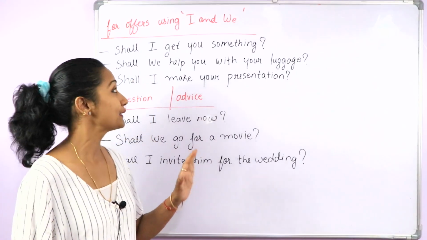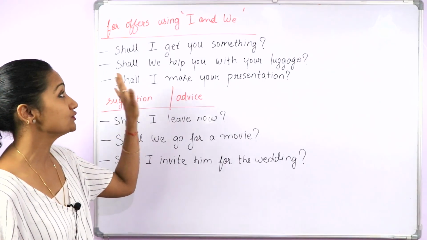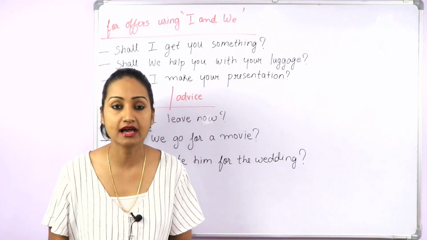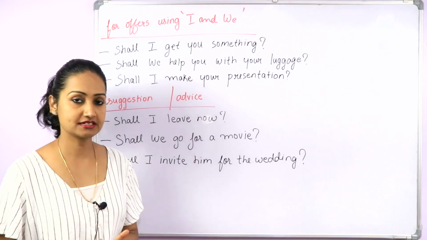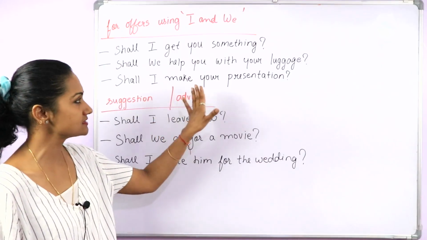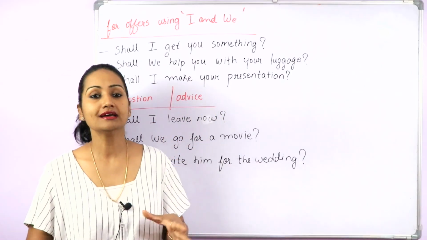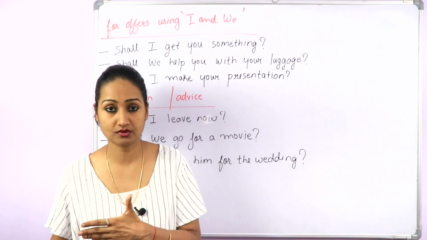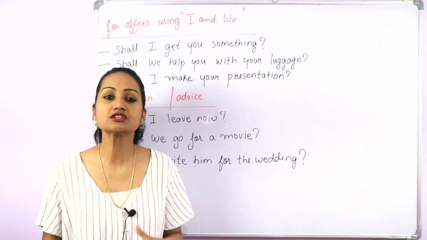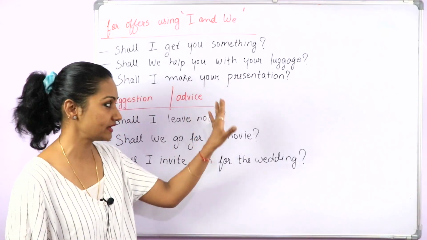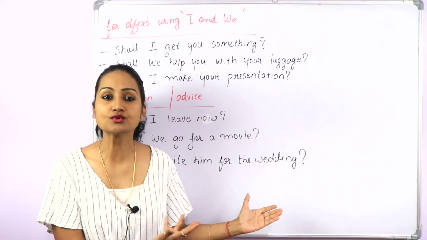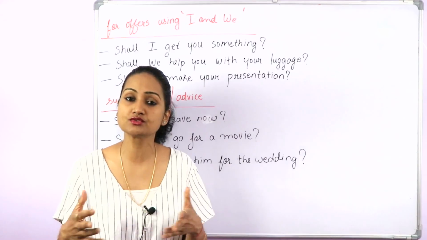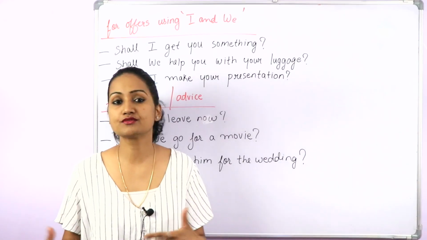Now let's start. First is for offers using I and we. So whenever you offer your help or you offer something, you can use shall in an interrogative sentence, not a declarative sentence, because this is the way we use shall generally. It's not that we cannot use shall in a declarative sentence or with any other pronoun. It's not like that, but for new English learners, I would say that this is the way you can use shall, because generally it is used like this, and once you have good understanding about shall, then you can use it in other sentences in different ways.